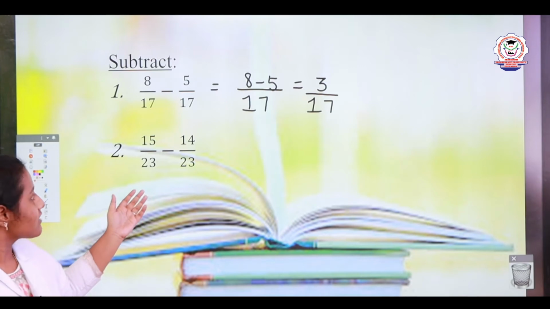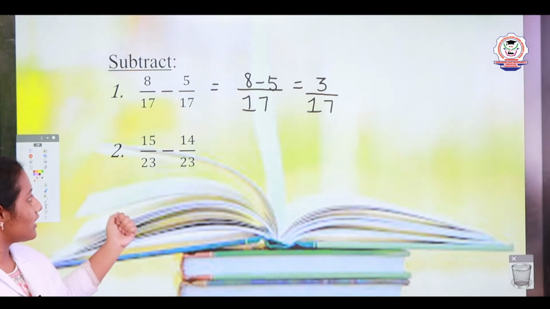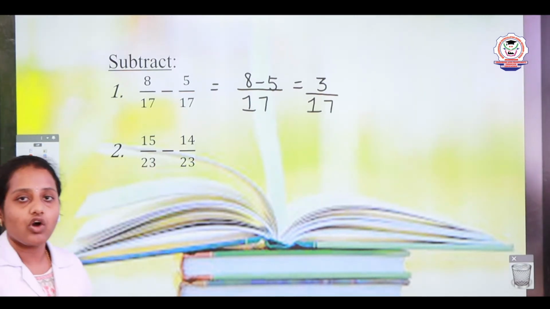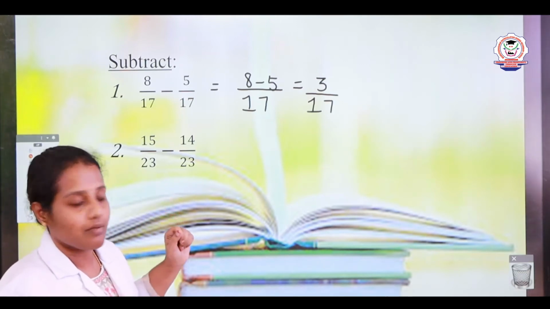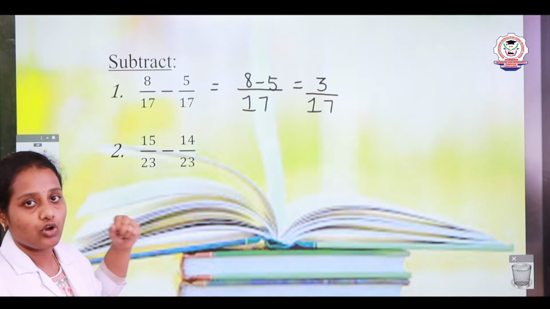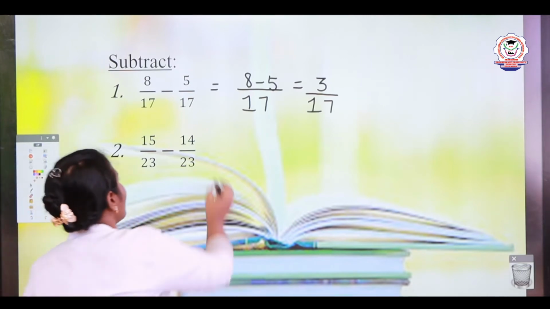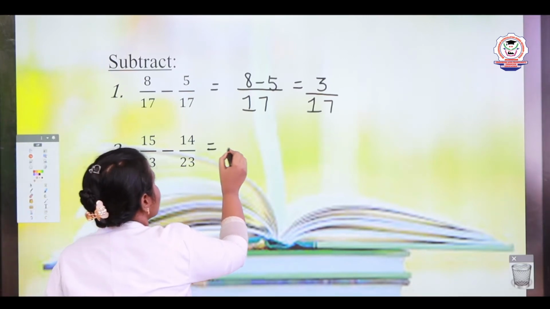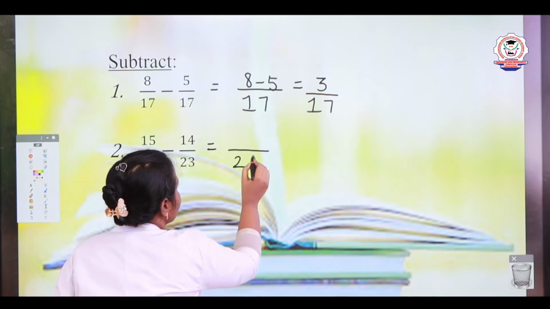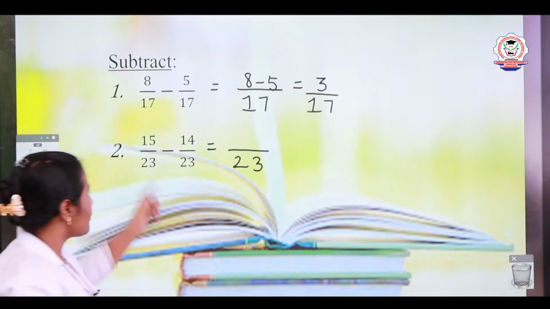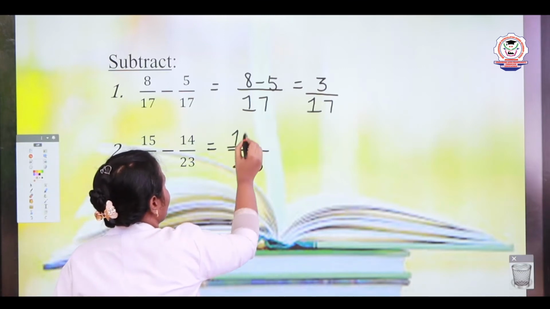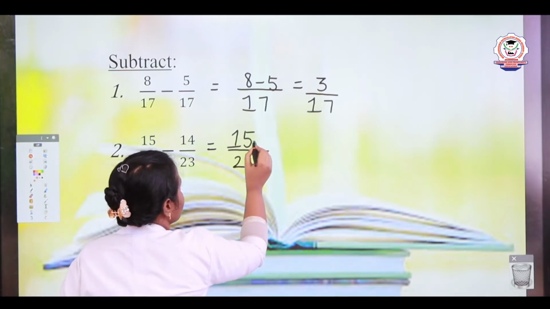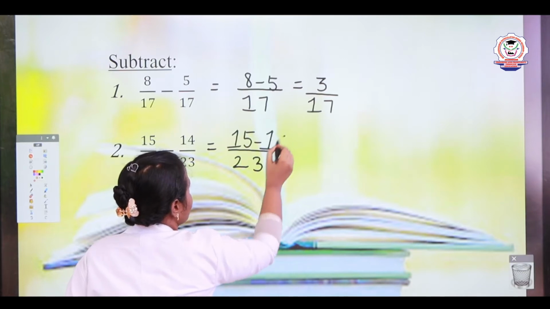Next, see the next example, my dears. 15 by 23 minus 14 by 23. We already know that we want to check whether the denominator is the same or not. So, it is the same denominator, 23. So, we put the common denominator 23. Yes, now we subtract the numerators, 15 minus 14.